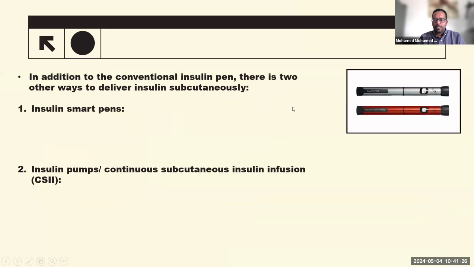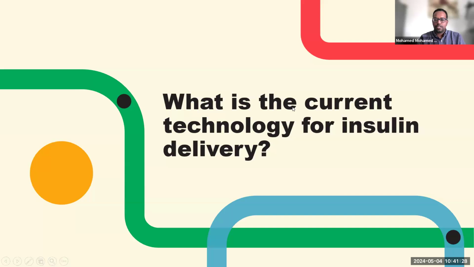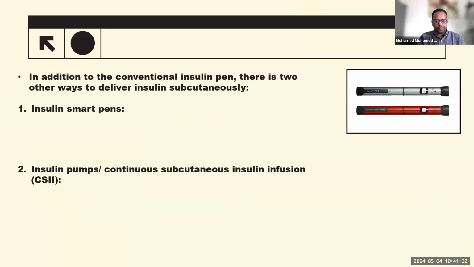So what is the current technology in insulin delivery? Let's talk about insulin delivery now. Of course, we have the conventional pens that usually come in pairs, one for the short acting, one for the long acting. But now we also have the insulin smart pens, and we have the pumps, which I'll talk about in a second. So what is a smart pen?